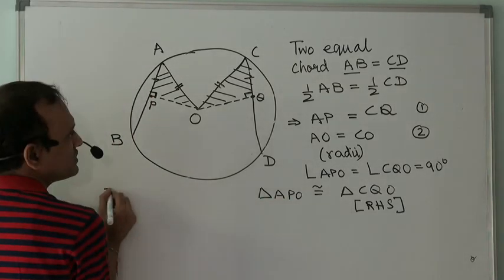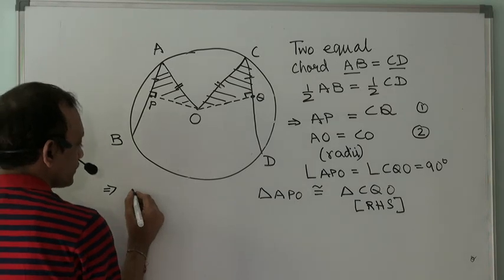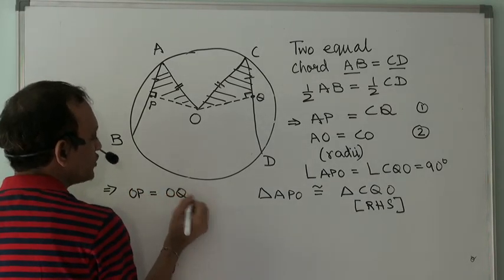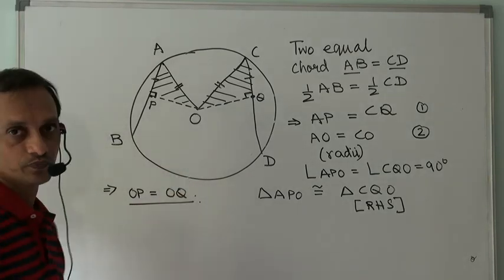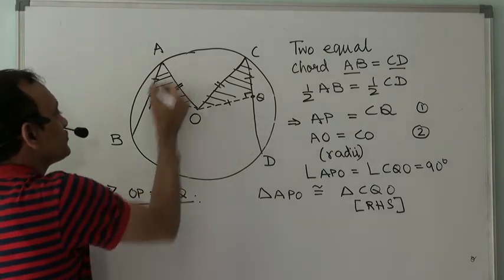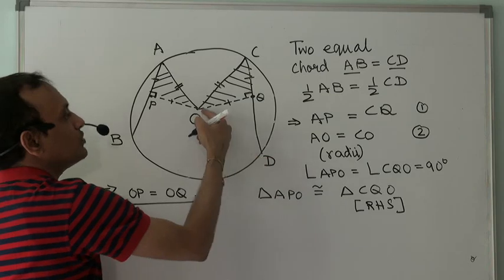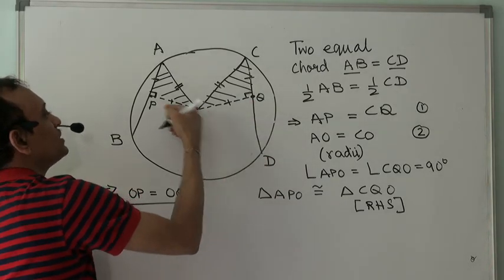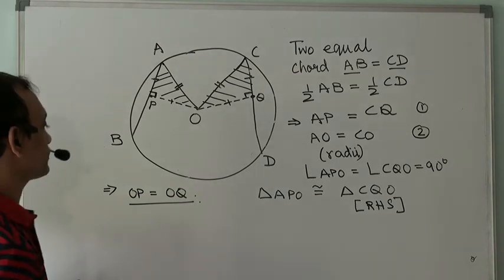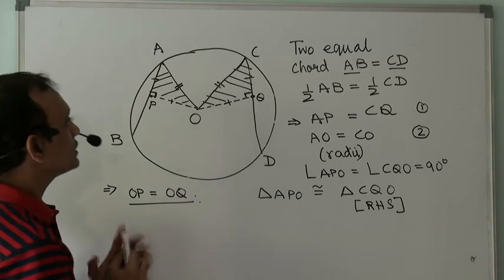And this obviously would imply that the side OP must be equal to side OQ, which means the distance of this chord from the center must be equal to the distance of this chord from the center. If OQ and OP are equal, the two equal chords must be equidistant from the center. So that's another very important property that we would look at.